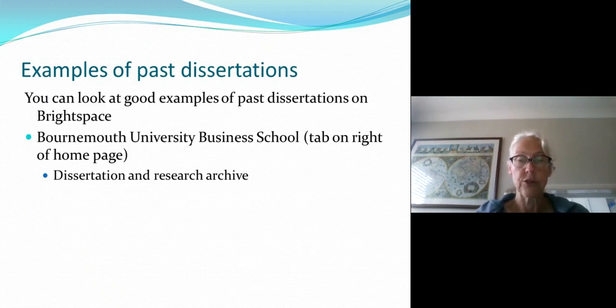If you want to look at past dissertations, and I would suggest that you all do, there are past examples on Brightspace. So if you go into the home page of your Brightspace and then to the Bournemouth University Business School tab, which is on the right-hand side of that home page, you will see there's a dissertation and research archive, and there you can find good examples of both undergraduate and postgraduate dissertations. So go and have a look through there. Don't just stick to your topic area, actually have a good look round, and then it'll give you an idea of the things that are being covered. So definitely go and look there.